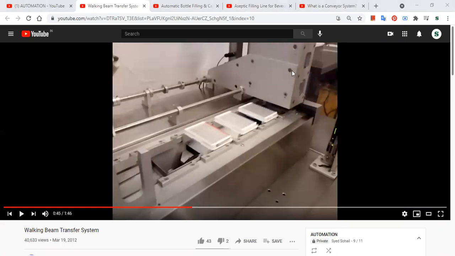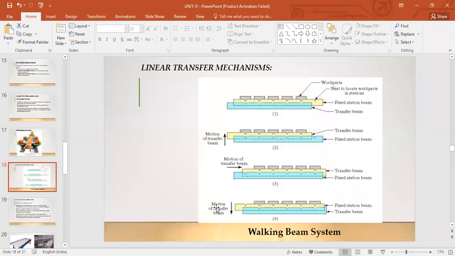No. Okay, so that is the walking beam system. If you want to draw it pictorially, then this is what it looks like. Okay, this is how you can show the motion of it.